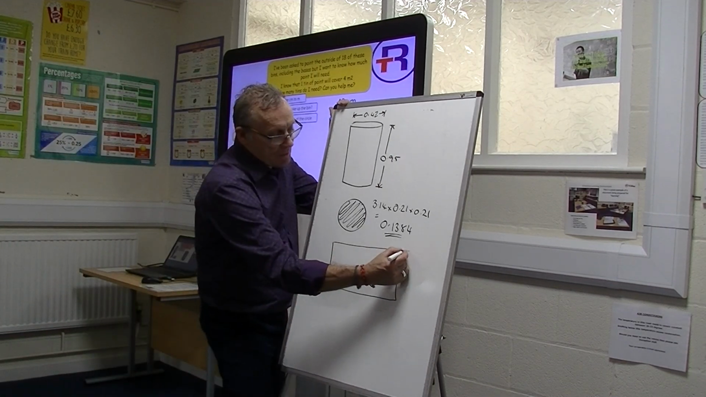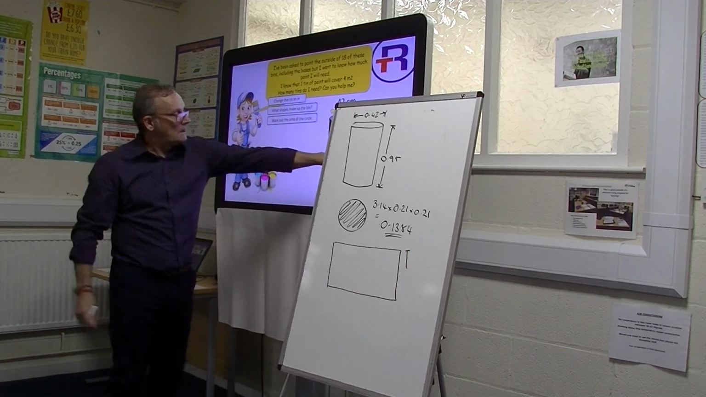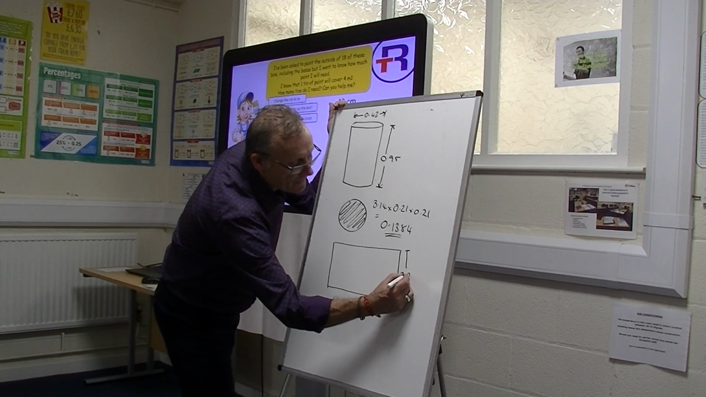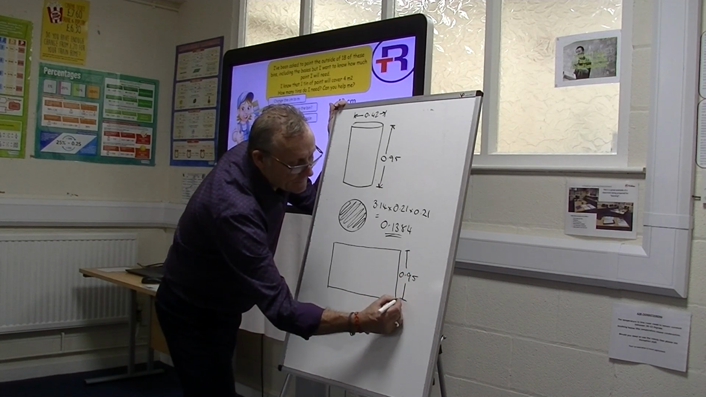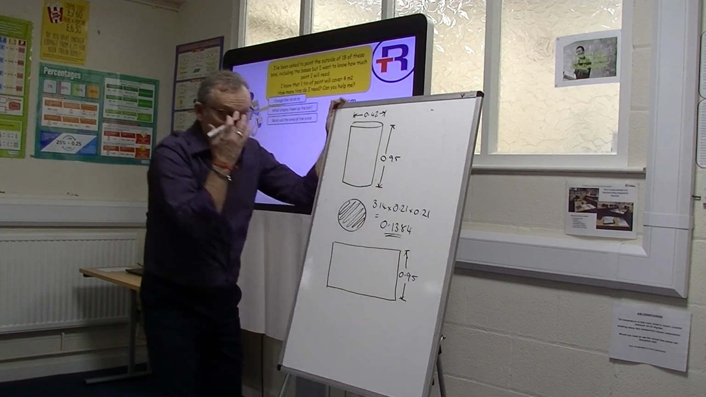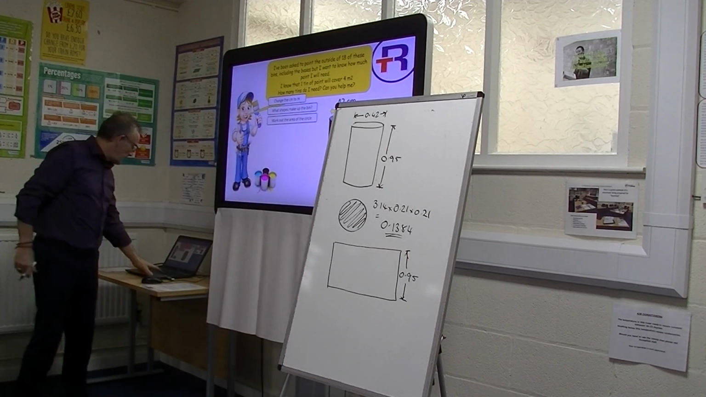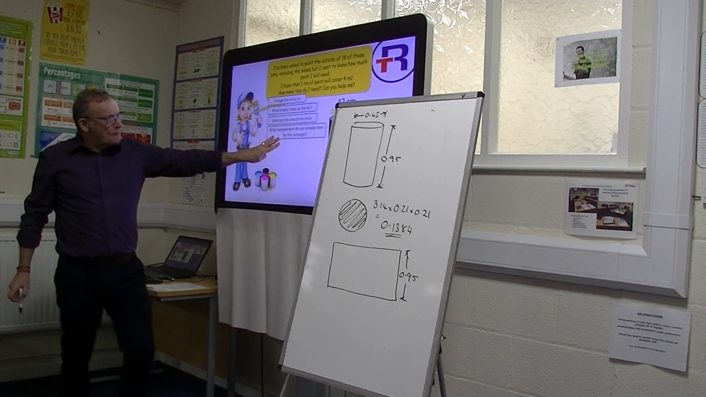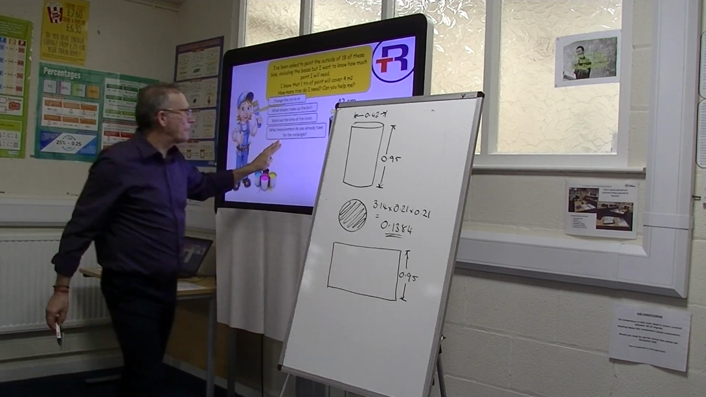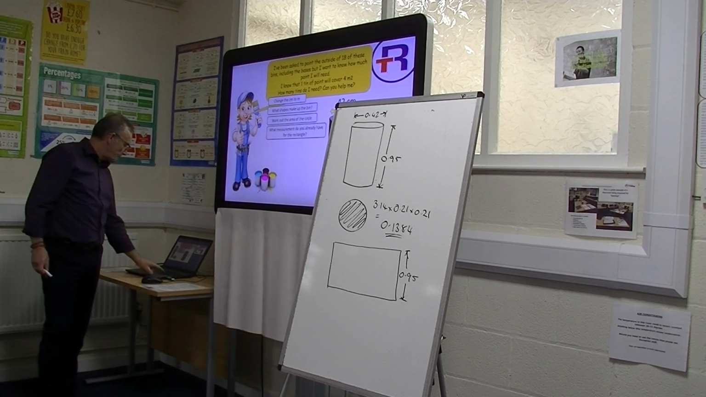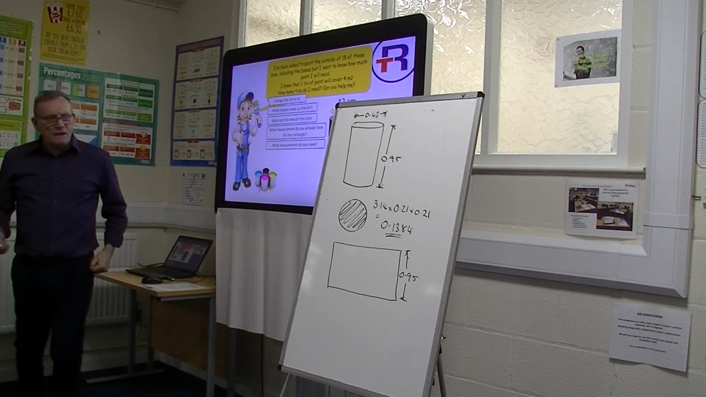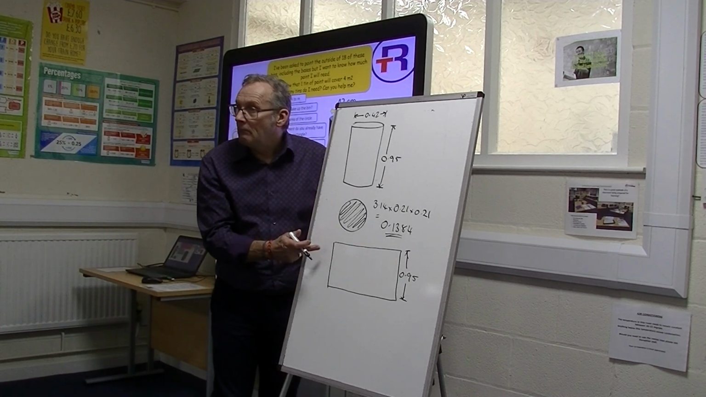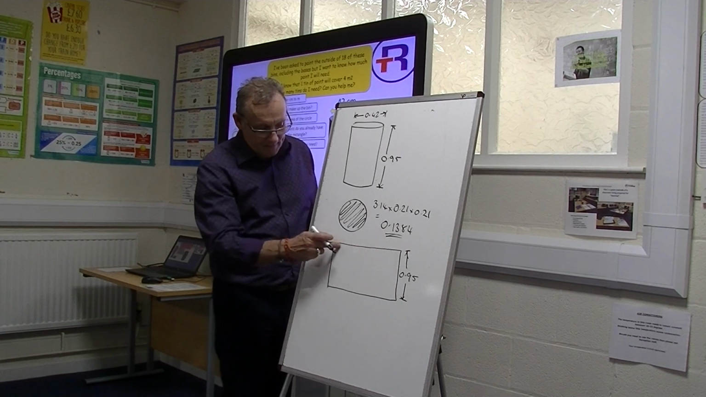Now I know this measurement on the bin because it tells me there. It's 95, which we've changed to 0.95, so that's that measurement there. It's the height of the bin, 0.95 metres, okay? So what measurement do you already have for the rectangle? 0.95. What measurement do you need? We need the length. We've got the height, we need this length.